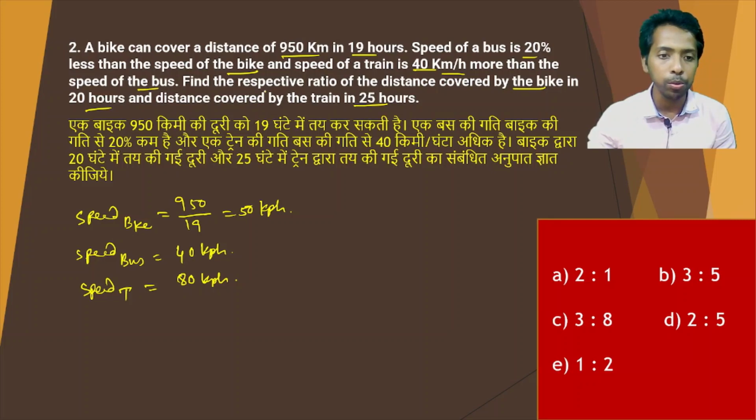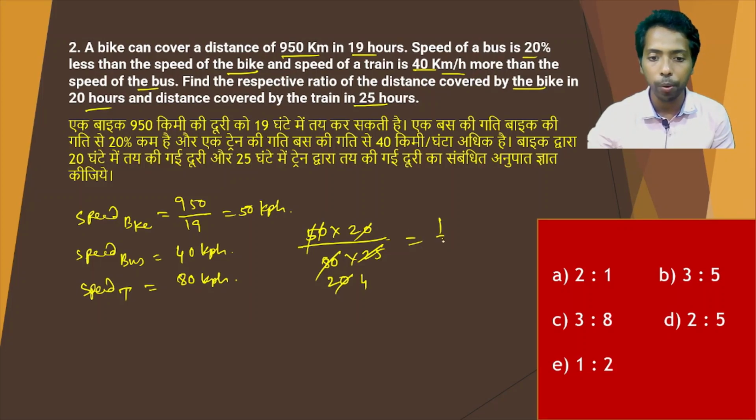We just have to compare the traveling distance in a specified time limit, that is 20 hours for the bike. So 50 km per hour for 20 hours and 80 km per hour for 25 hours. So this is 2 zeros here, that means 100 divided by 25. So this becomes 4. 4 divided by 80 gives 20. Now 20, this is 4, that means 2 by 4, which gives 1 by 2.